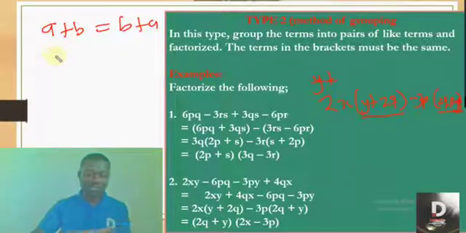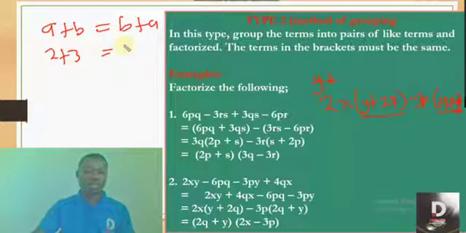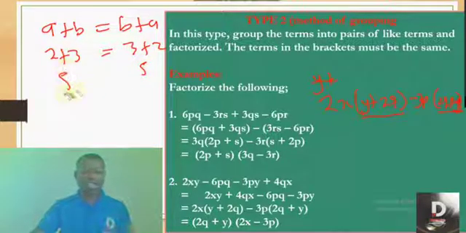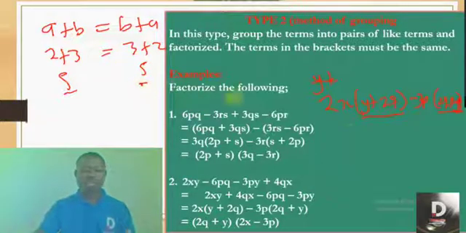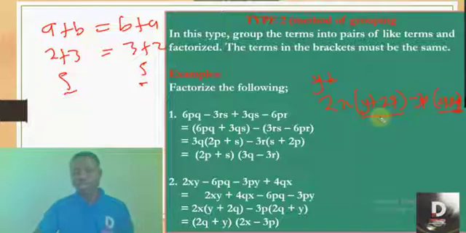Let me use numbers for you to agree that it's the same. 2 plus 3 equals 3 plus 2. What do you have here? 5. What do you have here? 5. So if it's addition or multiplication, the order of arrangement doesn't matter. It produces the same answer. Therefore, it's commutative.